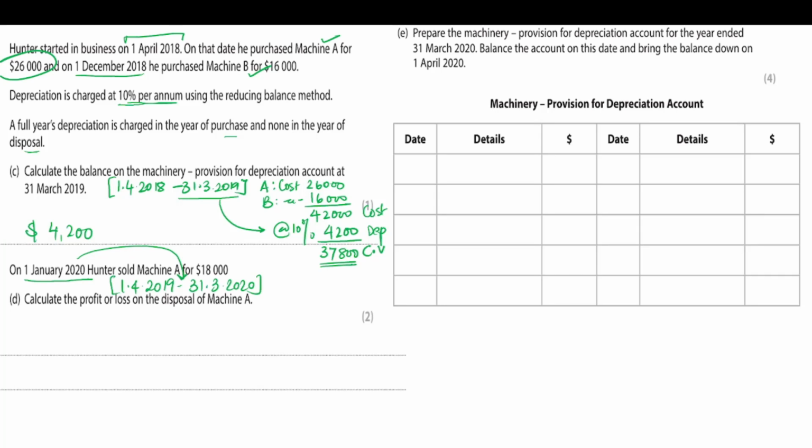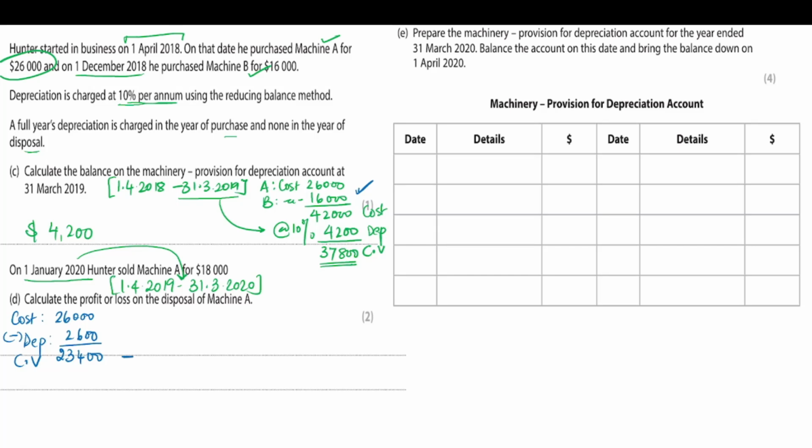For this particular machine, the cost was 26,000, and depreciation we will take only for the first year. So less depreciation for the first financial year, 2,600 at the rate of 10%. So what do we get? 26,000 minus 2,600 gives me 23,400. That means this is the carrying value. If the machine was sold at this value, no profit and no loss. More than this, there would be profit, but less than this, there would be loss.